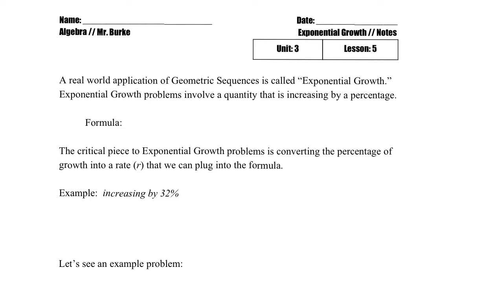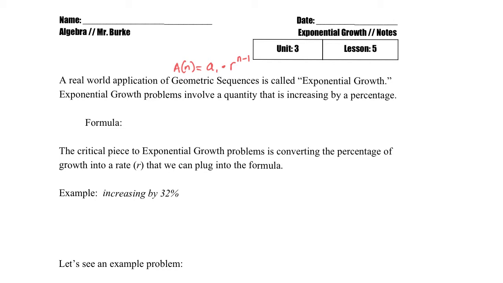But with an exponential growth problem, we're actually going to be increasing by a percentage, and we're going to change that percentage into whatever we're multiplying by. So let me show you. The other thing is recall that the general form of a geometric sequence is a of n equals a sub 1 times r raised to the n minus 1. And we learned that a sub 1 is our starting value. It's the first term, and r is our common ratio. It's what we're multiplying by.